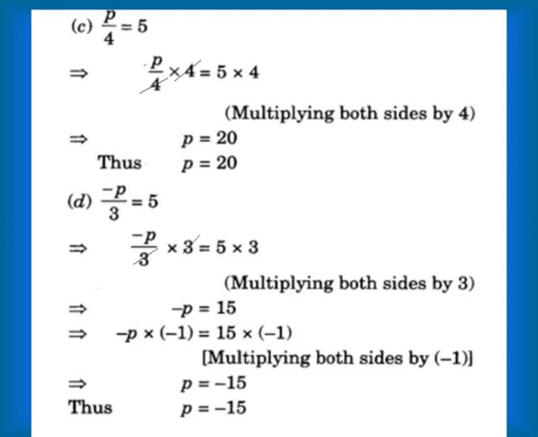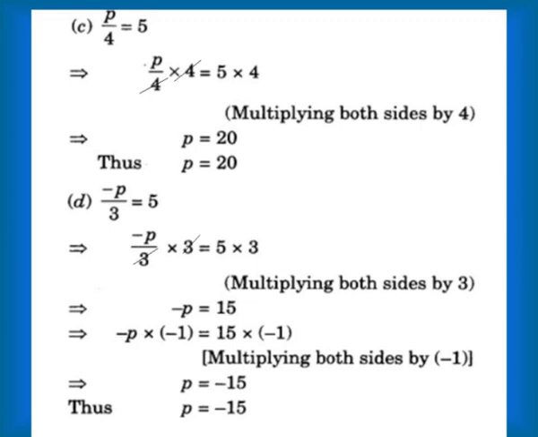C subdivision, p by 4 is equal to 5. Now we are multiplying 4 on both sides. We got p by 4 into 4, which is equal to 5 into 4. In LHS, 4 and 4 will be getting cancelled and it becomes p. Our RHS is 5 into 4, that is 20. Thus p is equal to 20 is our required solution.